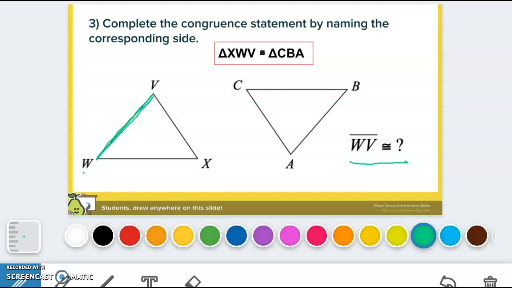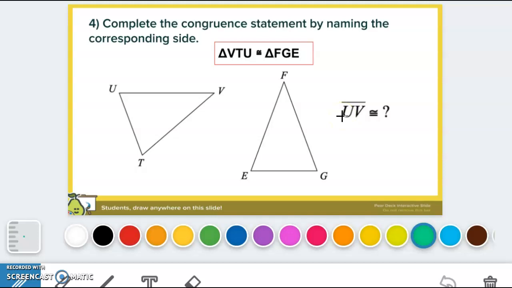Well, where is WV? WV is the last two letters. That means it corresponds to the last two letters of the right triangle, which is CA. Where is CA? It is right here. Okay, so these two sides correspond. So I can say WV corresponds to CA. So I can write CA with a line over it like so.